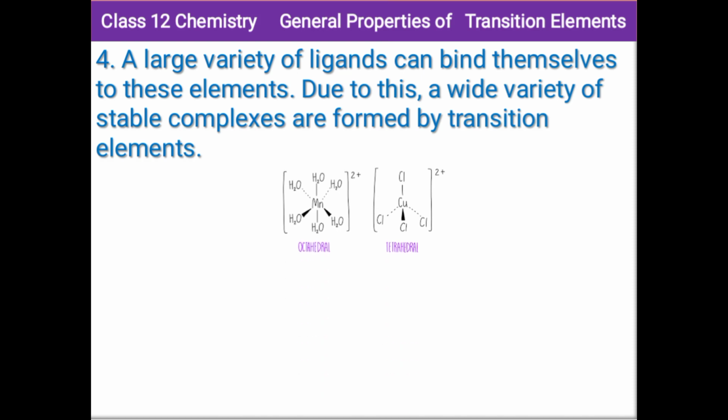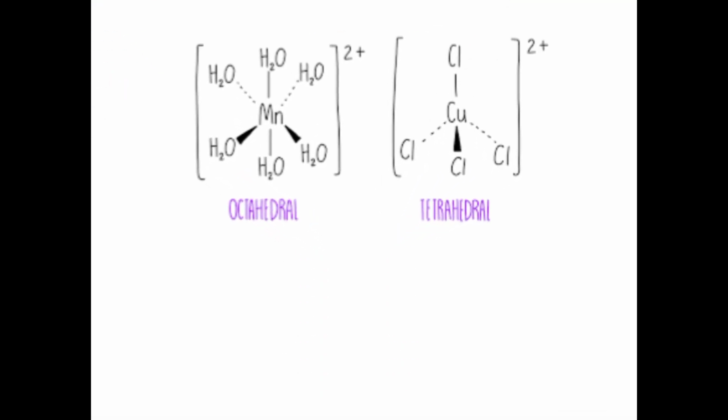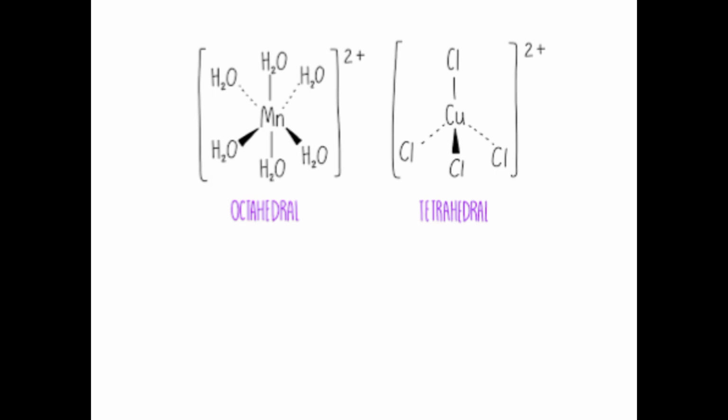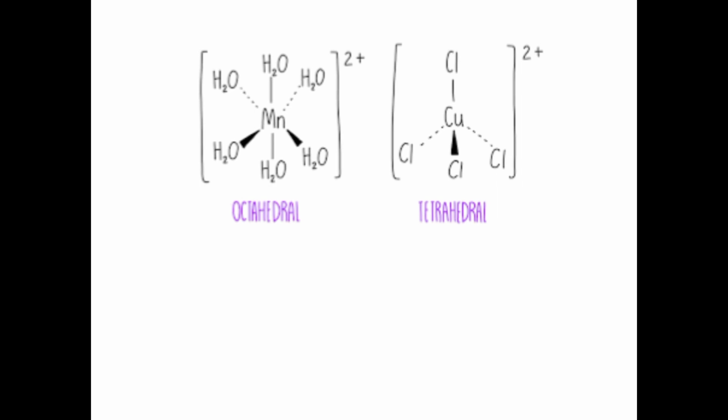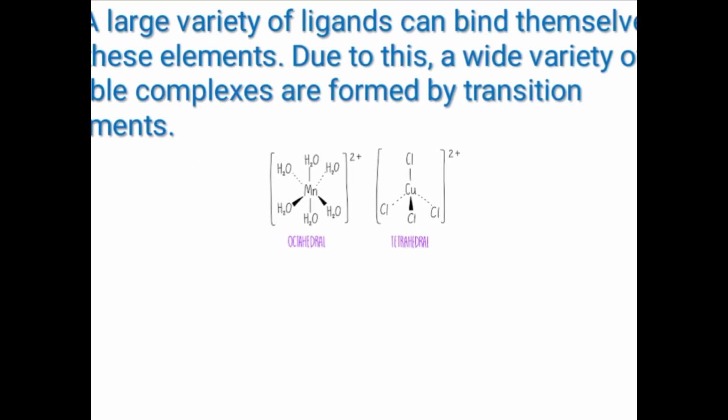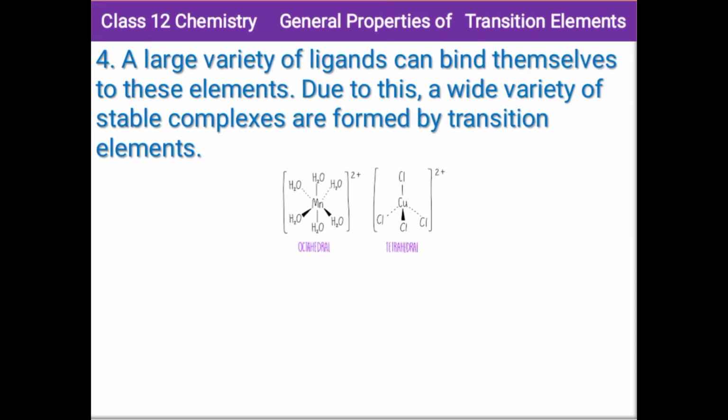For example, in the given example, we have a manganese complex and a copper chloride complex. We see that manganese has been attracted by water molecules, while copper has been attracted by chloride ions.